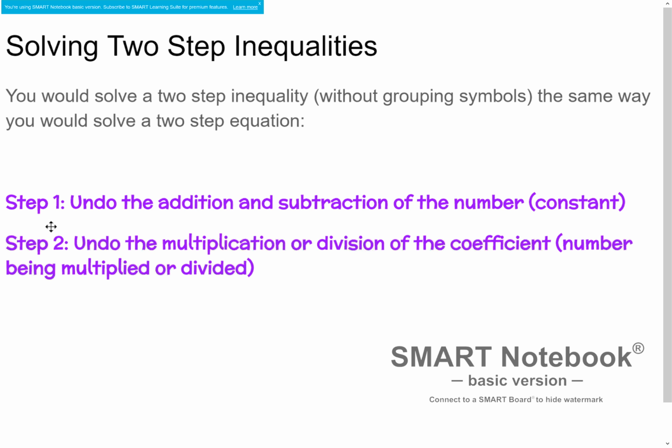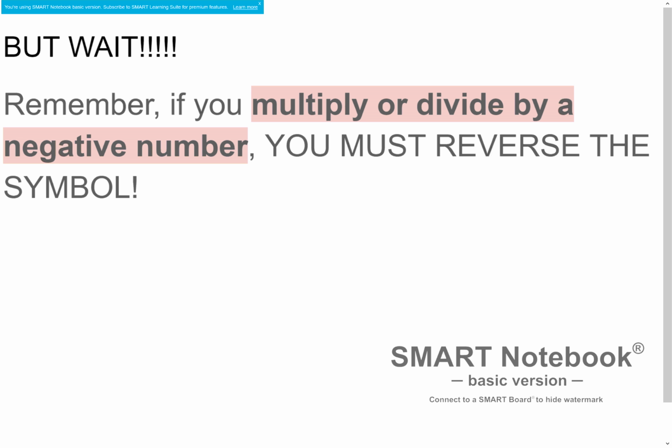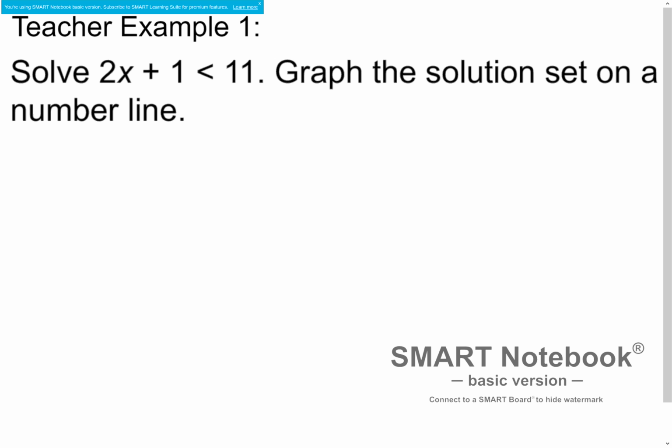equation. Our first step is to undo the addition and subtraction of the number, which is also called the constant. Step 2 is to undo the multiplication or division of the coefficient, which is the number being multiplied or divided. So, just to recap, first we're going to undo addition and subtraction, then we're going to undo the multiplication or division. But wait, remember, if you multiply or divide by a negative number, you must reverse the symbol.